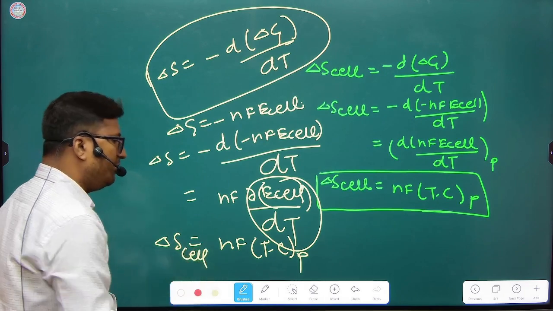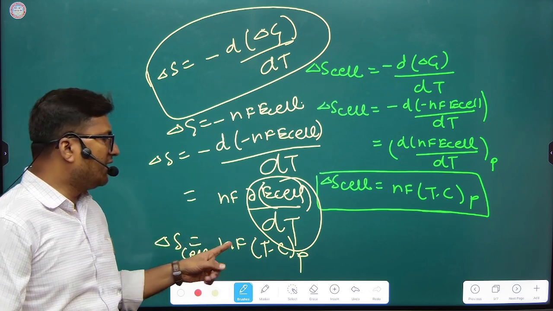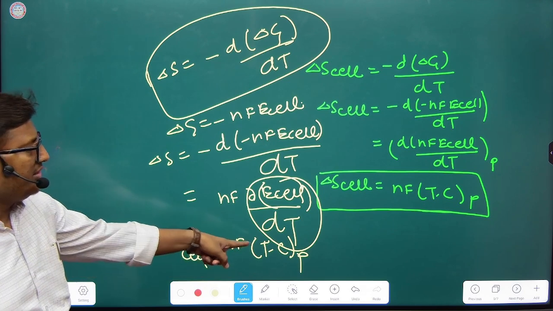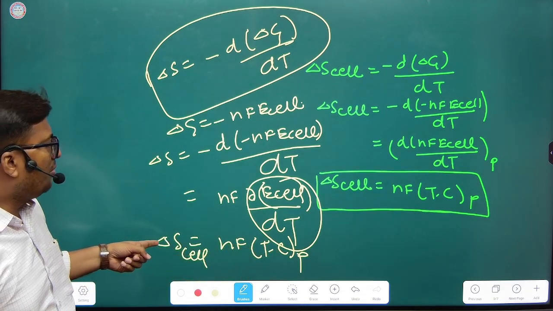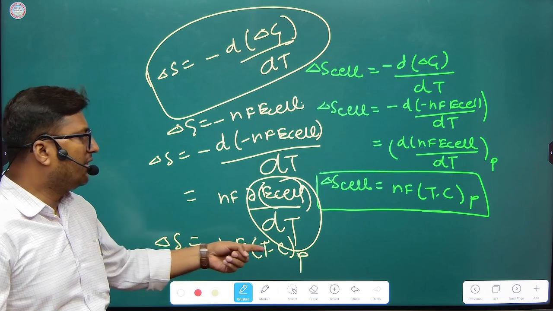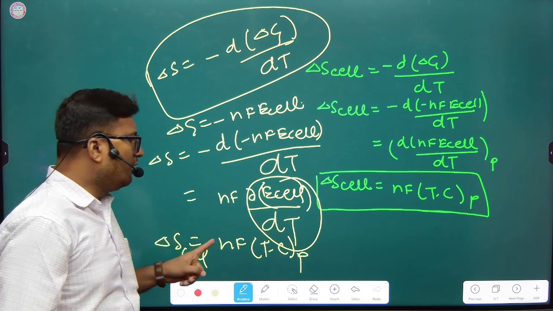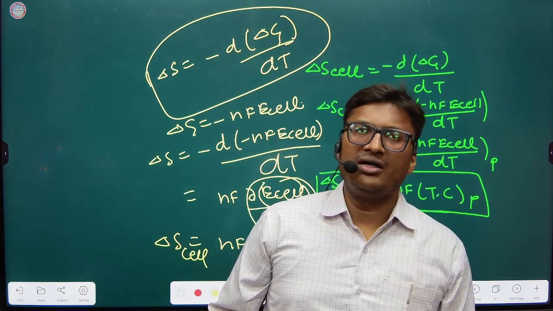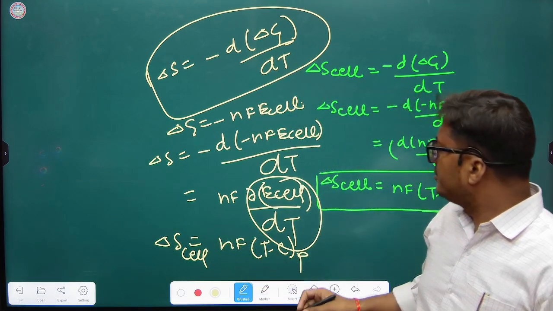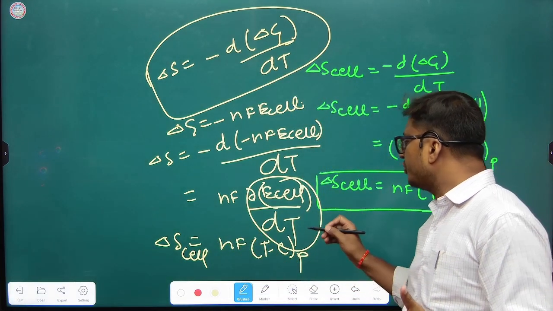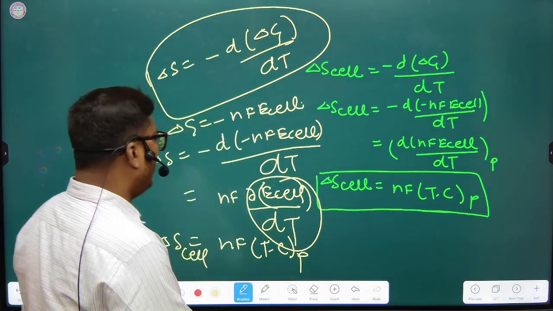So from this relation you can easily understand that the change in entropy of the galvanic cell will be equal to nF times the temperature coefficient, where n is the number of electrons transferred in the electrochemical reaction and F is the Faraday constant. If you increase the temperature coefficient, then the entropy change of the cell will increase, and if it is decreased, then the entropy of the cell will decrease. So the overall change in entropy of the cell reaction will be guided by the variation of the temperature coefficient in an electrochemical cell. So it is directly related, right?